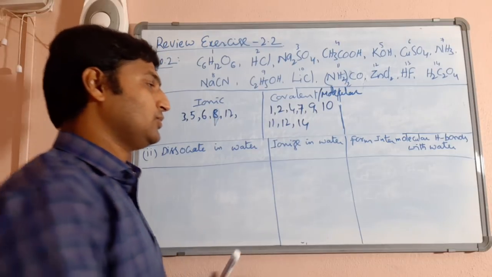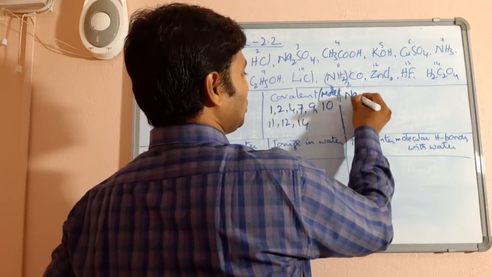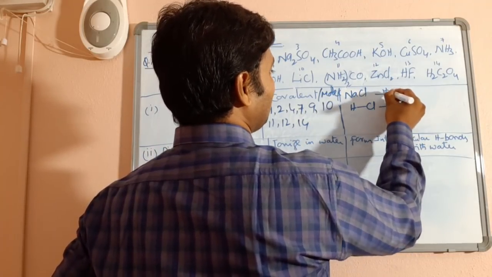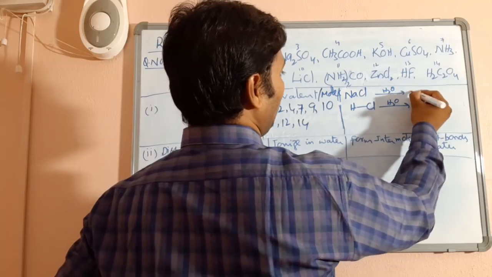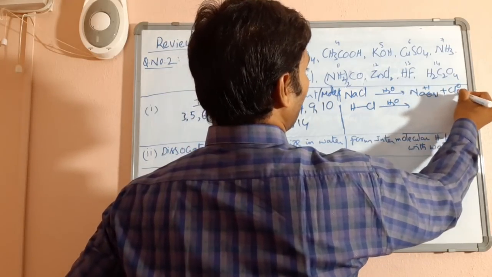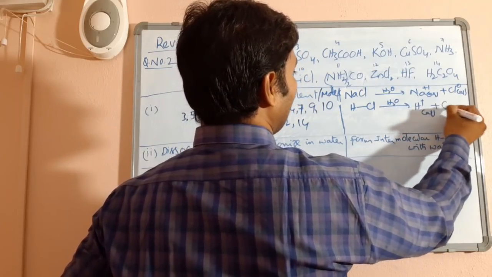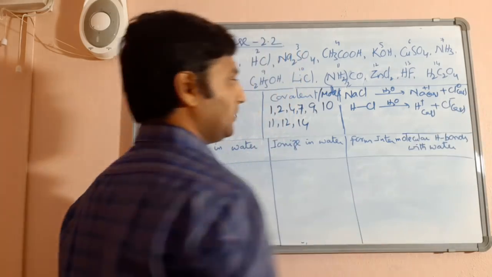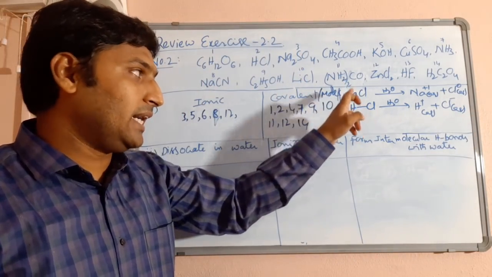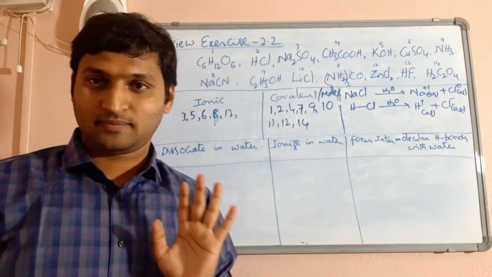Okay, now you see. Let me take again these two classic examples, sodium chloride and hydrogen chloride. Assume I have dissolved both of them into water. This will also form aqueous sodium cation and aqueous chloride anion. This will also form aqueous hydrogen cation and aqueous chloride anion. So, both sodium chloride and hydrogen chloride, when dissolved in water, do produce ions.